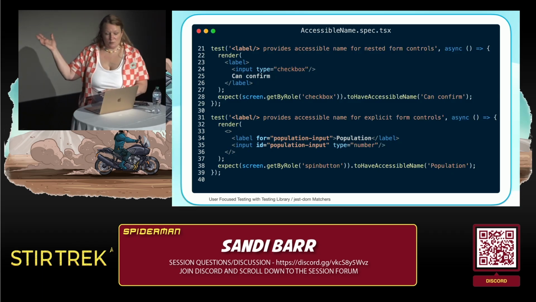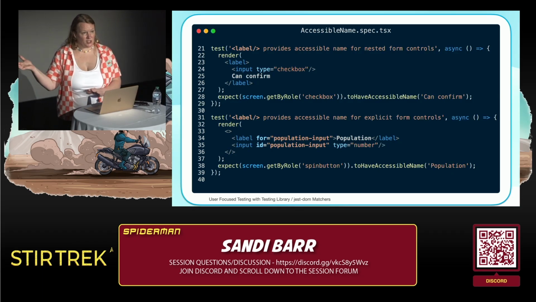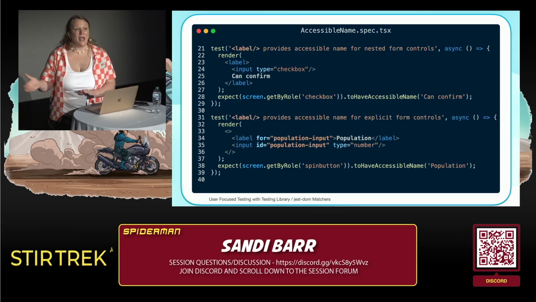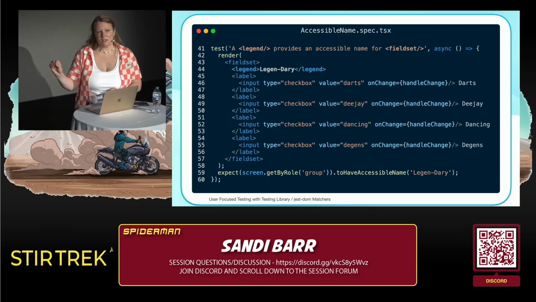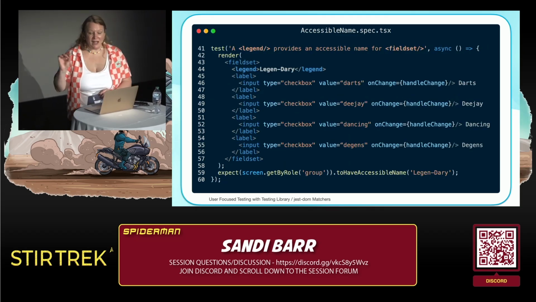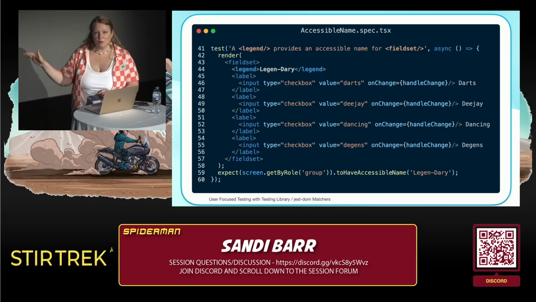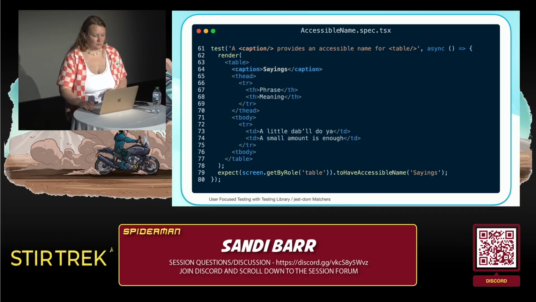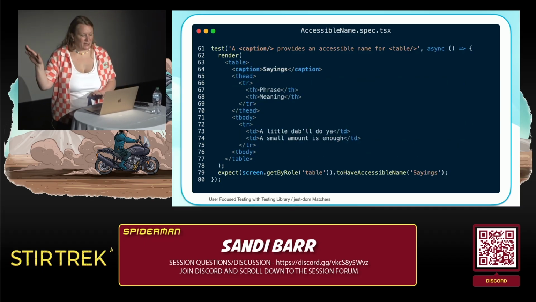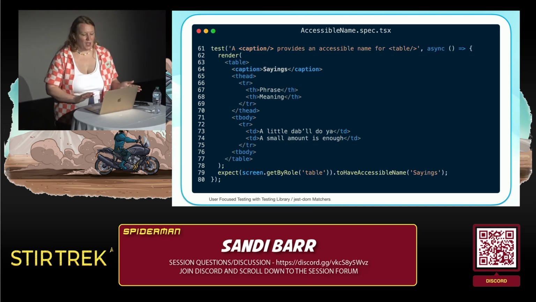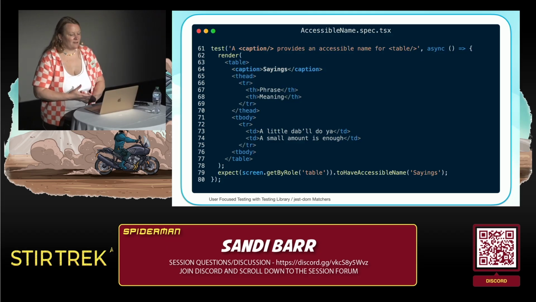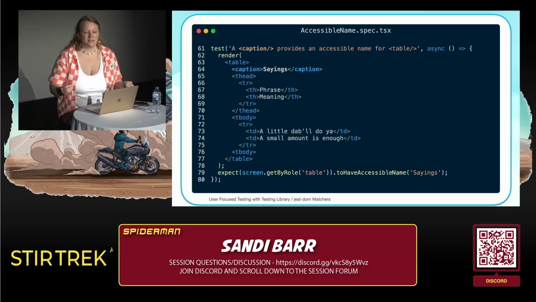Here, we're testing both the implicit associations with nested form controls and explicit associations with the for and ID attributes. A fieldset with a legend provides the accessible name to a group of form controls. And tables should have a caption element for their accessible name. ARIA label does work for all of these too, but it's important to note that visible labels improve accessibility for all users.